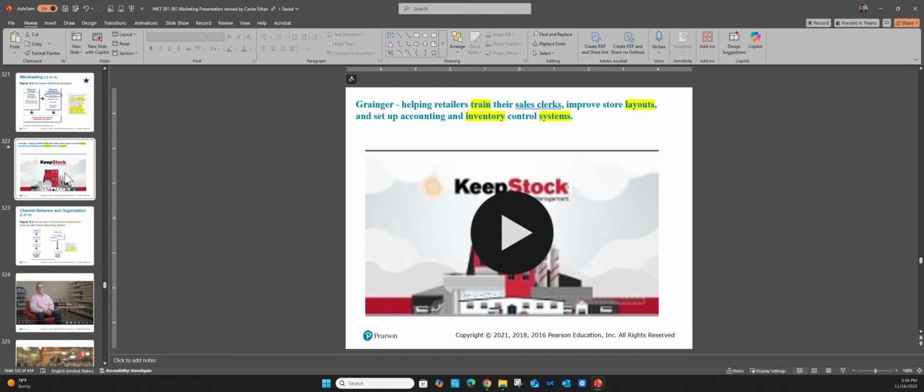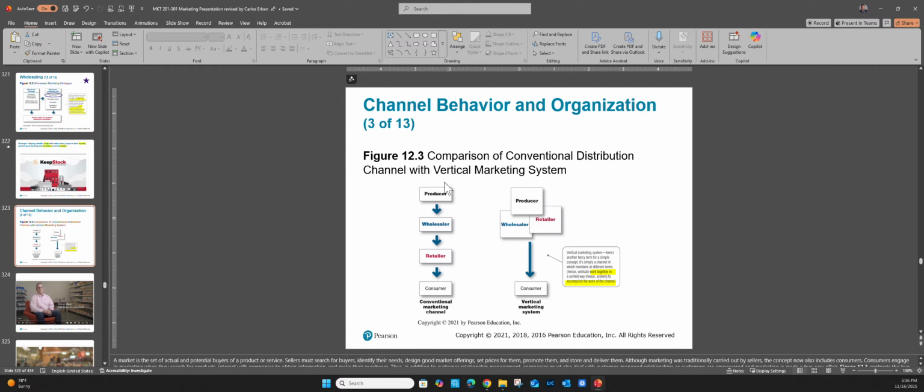Grainger is another big wholesaler. So basically, you have producer, wholesaler, retailer, and consumer. And this is the conventional way. But then there is also something called a vertical management system, where they all work together. The producer, wholesaler, and retailer work together before going to the consumer. This is a little bit more unusual. The previous one is the way that it usually works.